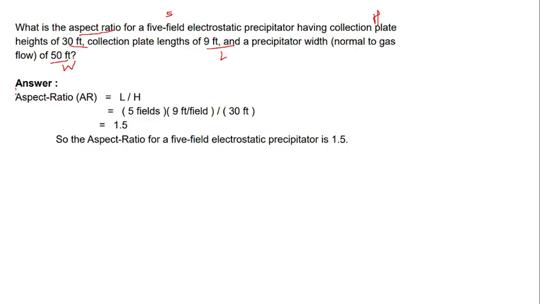So the general formula to calculate the aspect ratio in the ESP is, you have to note it down, length divided by height. So length is 9 feet, height is 30 feet, and they have mentioned 5 fields are there. So you have to just multiply this with 5 fields. So the right answer is 1.5. So the aspect ratio for a 5-field electrostatic precipitator is 1.5.